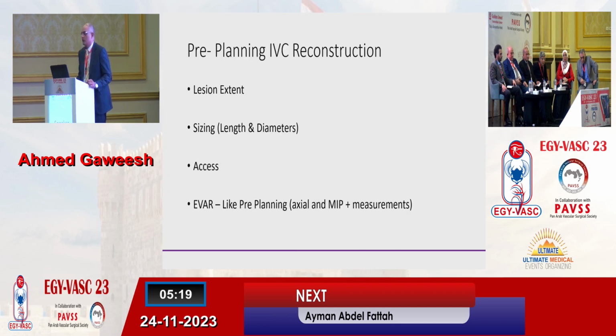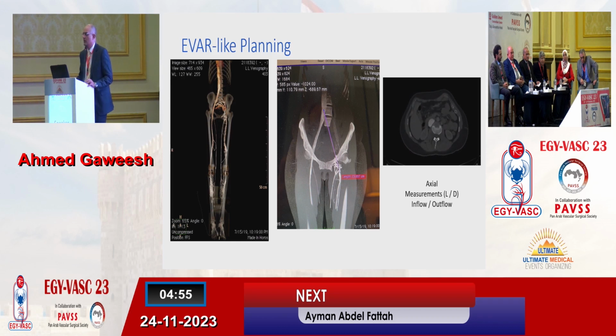doing your procedure. So pre-planning for caval obstruction, for caval reconstruction, you have to assess using the CT the lesion extent, the sizing, take accurate measures, plan your access, plan everything. It's an EVAR-like planning. It's not just looking at the nice images that they give you. You have to go for the axial sections and pre-plan every single detail before going into the procedure. And this is what I mean by EVAR-like planning for all venous disease.